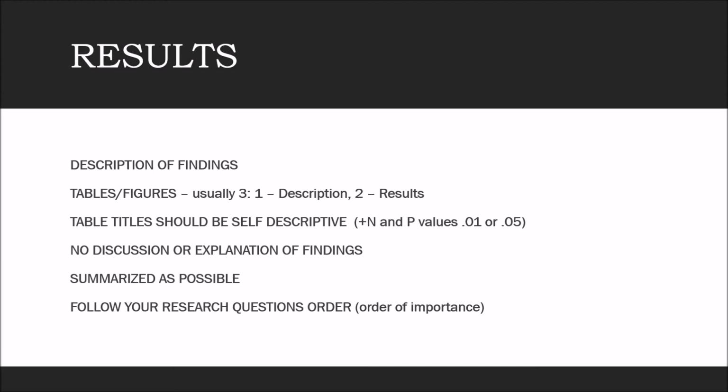Usually we have 3 tables, and most journals accept at least 3 tables. So we put one for the description of the whole population, demographics and things like that. And then we put 2 more tables with the results that we have.